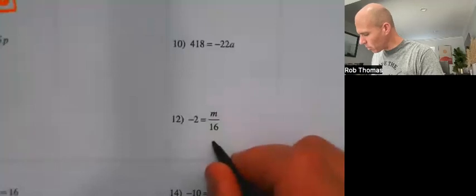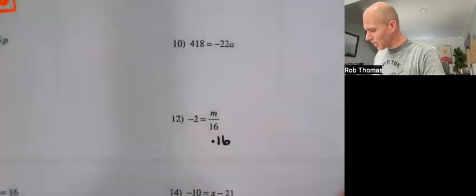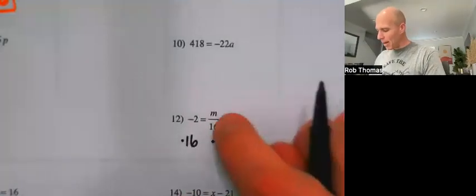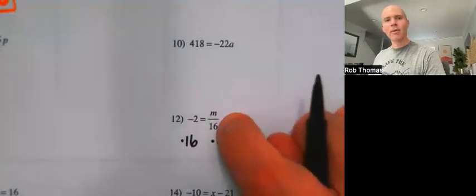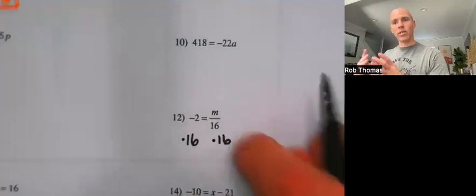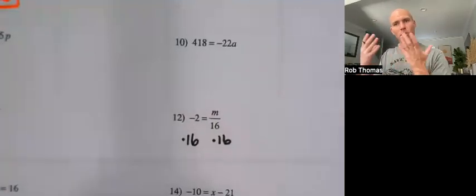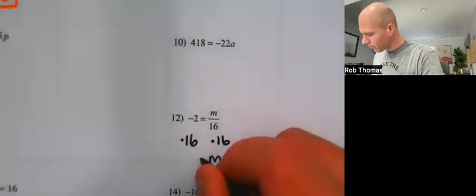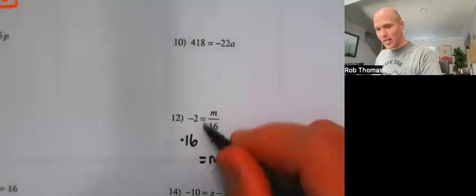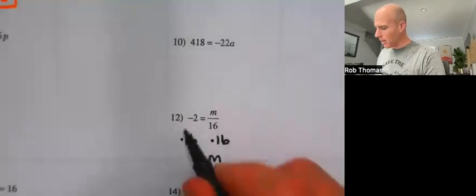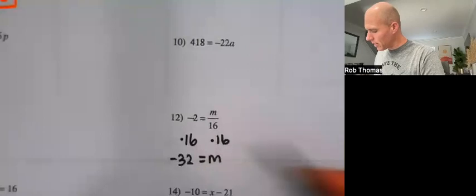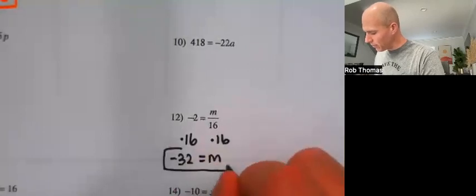So I want to multiply by 16 here, and I want to multiply by 16 here. M divided by 16, but then times 16 just results in that number that we started with, which is M. Bring my equal sign straight down, nice and neat. -2 times 16 is -32.